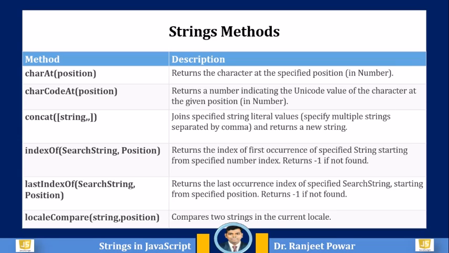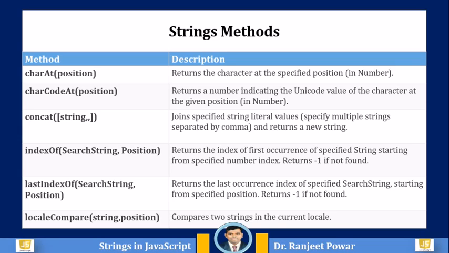The indexOf function searches and, if found, returns the index number of the search character or substring within the string. If not found, -1 is returned. The position is an optional argument specifying the position within the string to begin the search. The default value is 0.